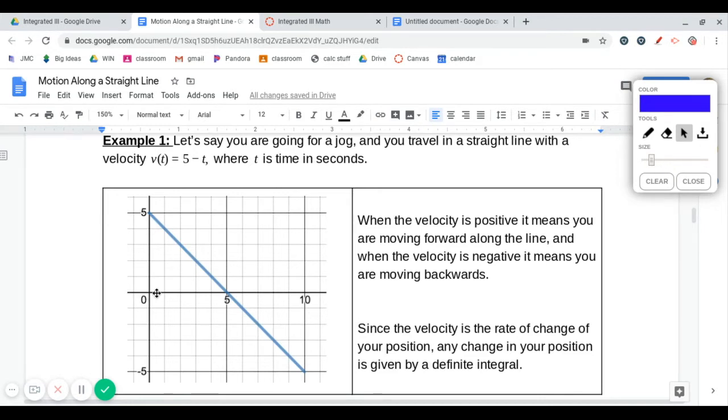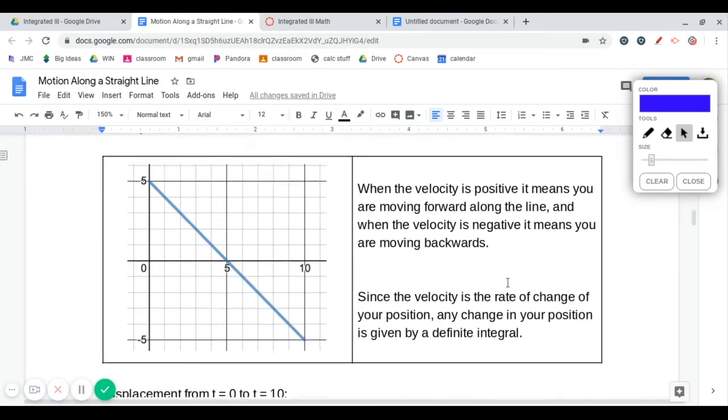One last thing I can say is, right here where we turn around, our velocity is 0. At time 0, we're starting out going 5 units per second. And since our velocity is decreasing here, that means we're slowing down. So we start out fast, we slow down until we turn around, then we start slow and go faster and faster in the negative direction. So with that being said, let's take a look.